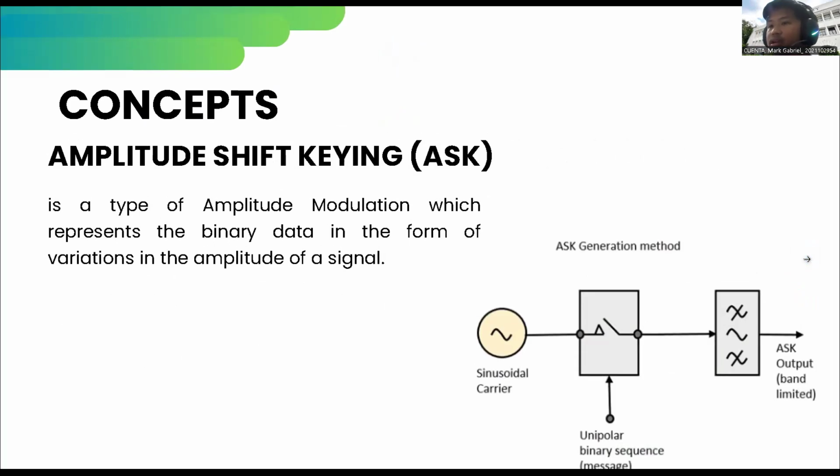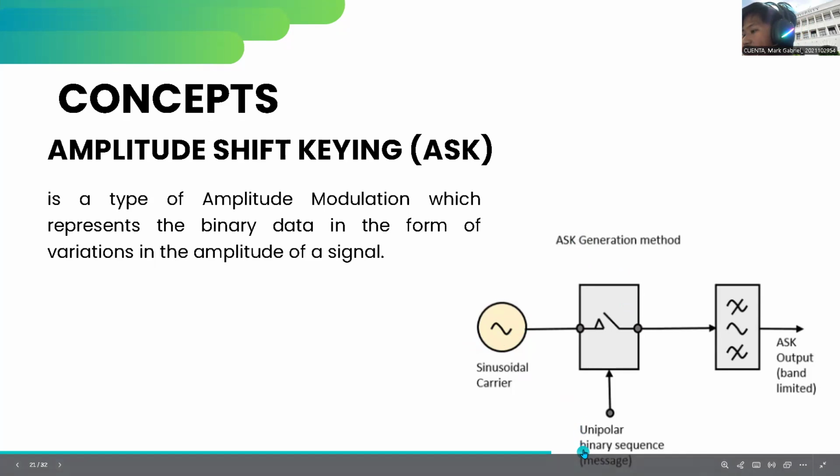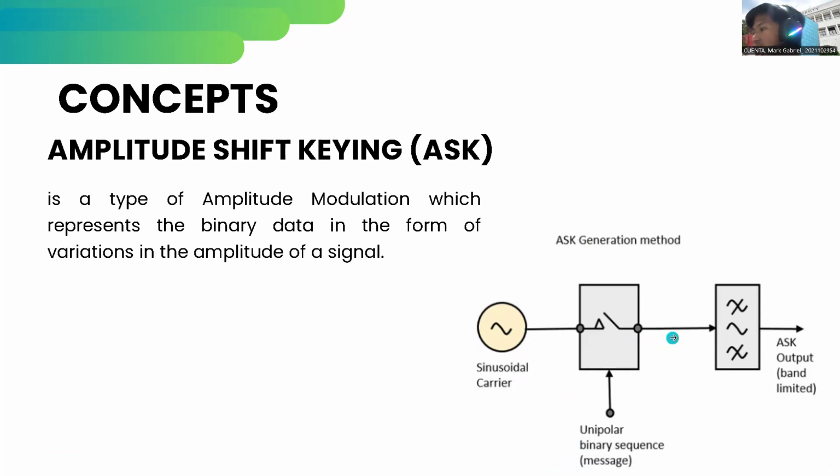The amplitude shift keying is a modulation technique that uses amplitude variation to represent binary data. This concept is important in digital communications because it allows binary information to be transmitted through a carrier signal. As you can see here, the sinusoidal carrier and the unipolar binary sequence, or the message, then go to the ASK output.